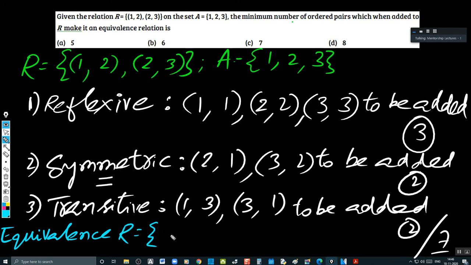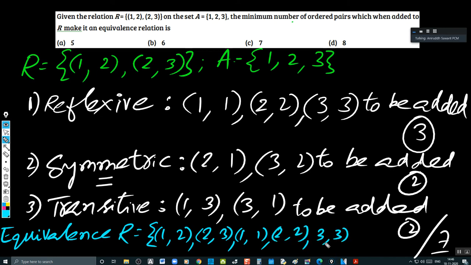Come on, you tell me. What are the given elements? 1, 2, 2, 3. Tell me: 1, 1; 2, 2; 3, 3; 1, 2; 2, 1; 2, 3; 3, 2; 1, 3; 3, 1. This will give you an equivalence relation.